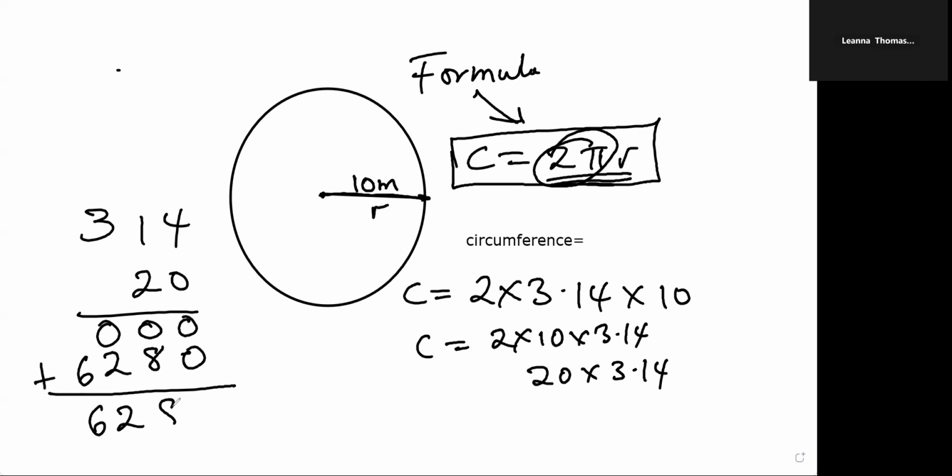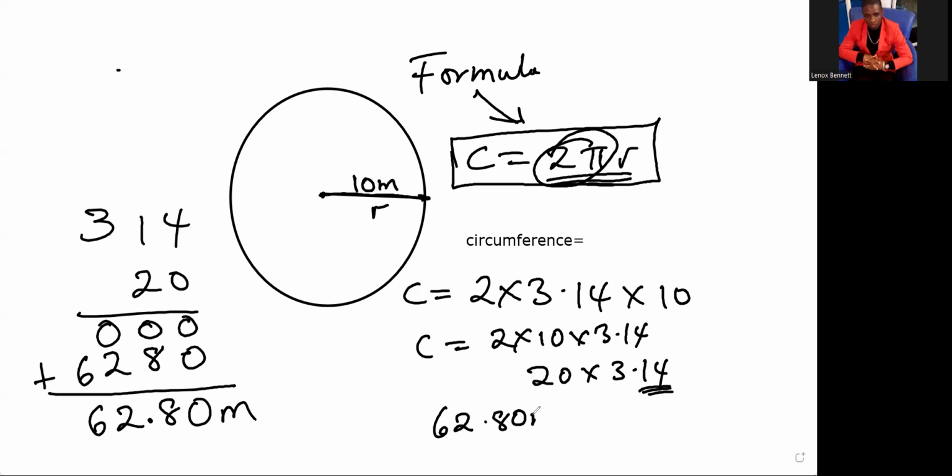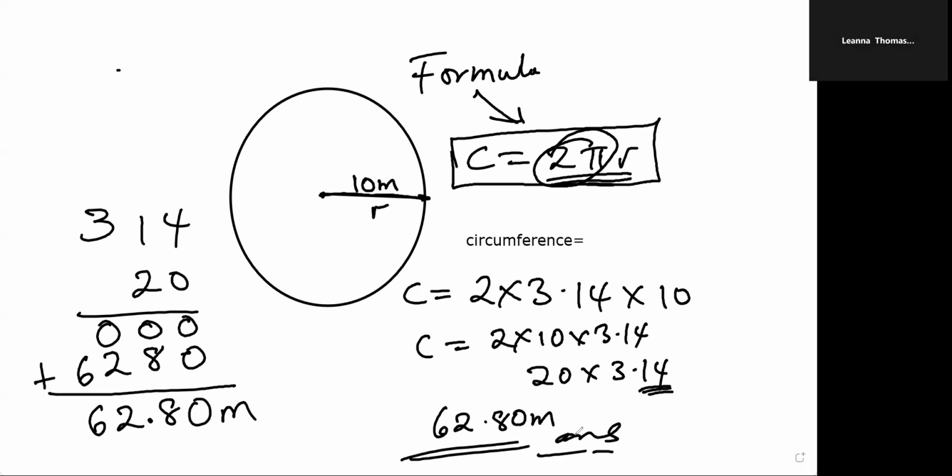But we're going to put back our decimal point between the 62 and the 80, which is going to be 62.80. And you have to put the meters. So it's going to be 62.80 meters. Yeah, very good. That's correct. Thanks, guys, for presenting. All right.